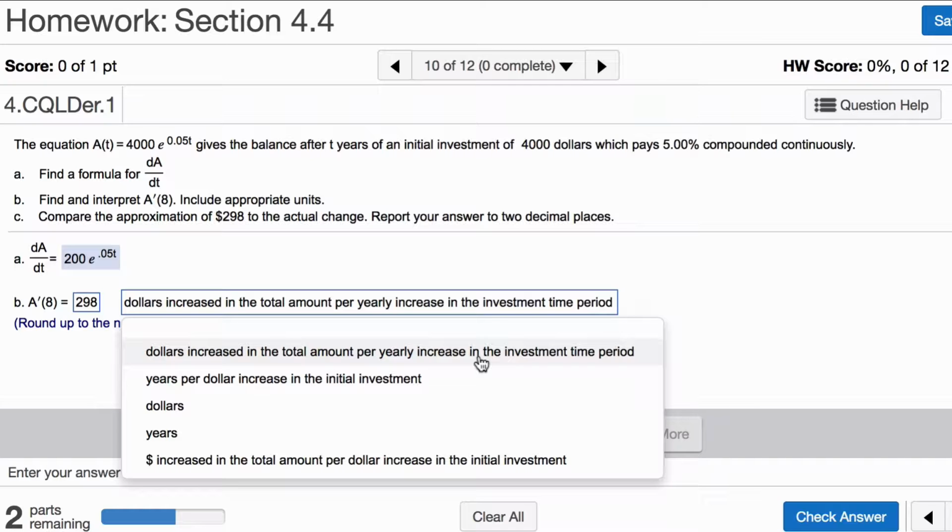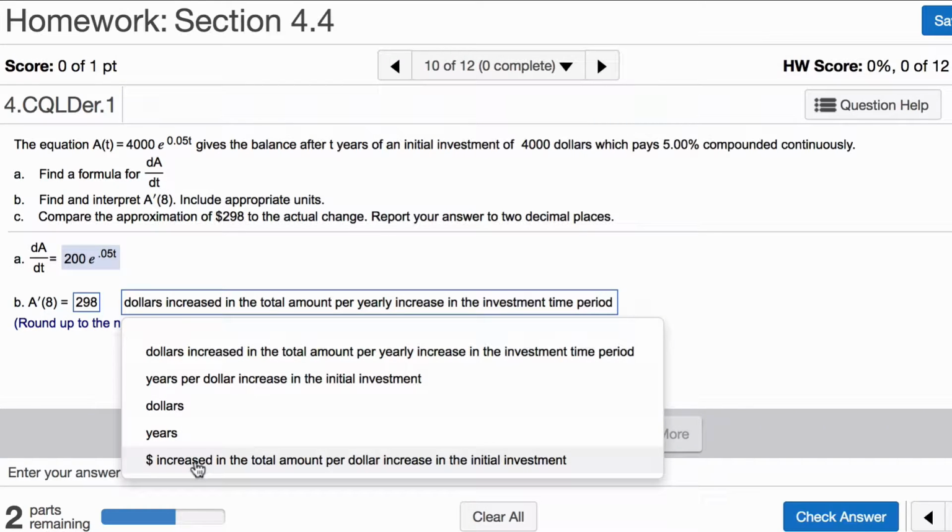It sounds like a mouthful, but dollars increased. Yes, it's a positive rate, so dollars is being increased in the total amount per, that means divided by, yearly increase, and that's the change over time. And it is change over time. Notice how it's dA over dt. Sounds like the first choice is the correct one.